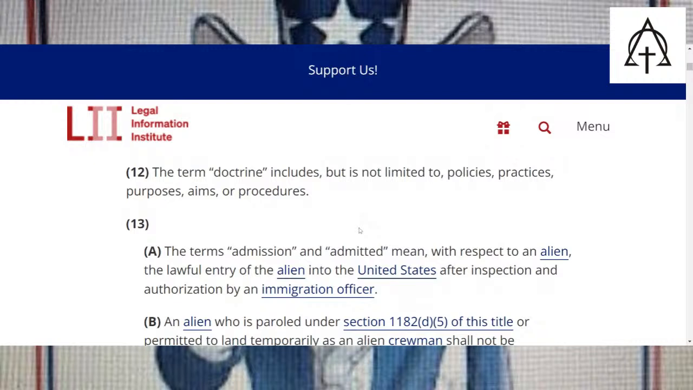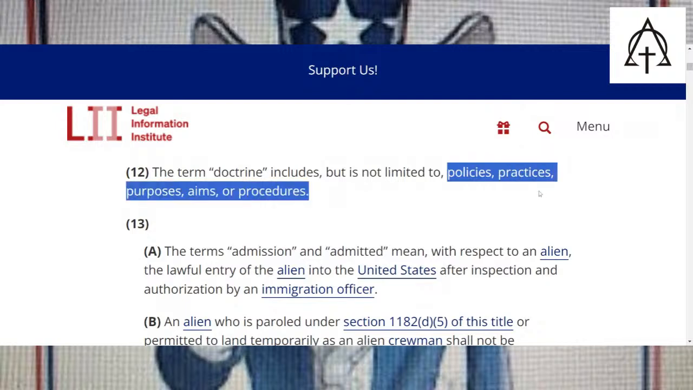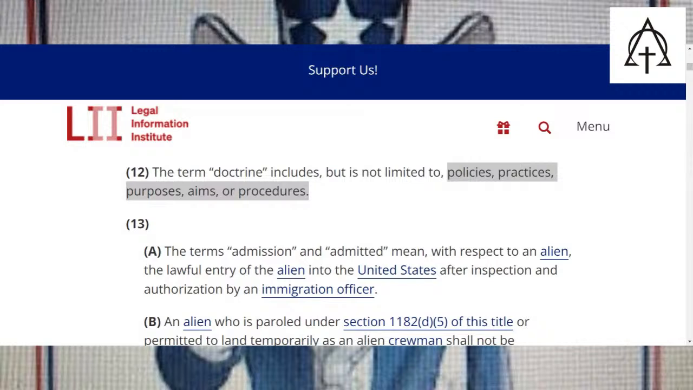They never seem to use those two terms together. The term doctrine includes but is not limited to policies, practices, purposes, aims, or procedures. So ask them about their doctrines again and find out how much validity they really have. If that's all they are, is policies, practices, purposes, aims, or procedures, they're the ones putting this stuff in the code.